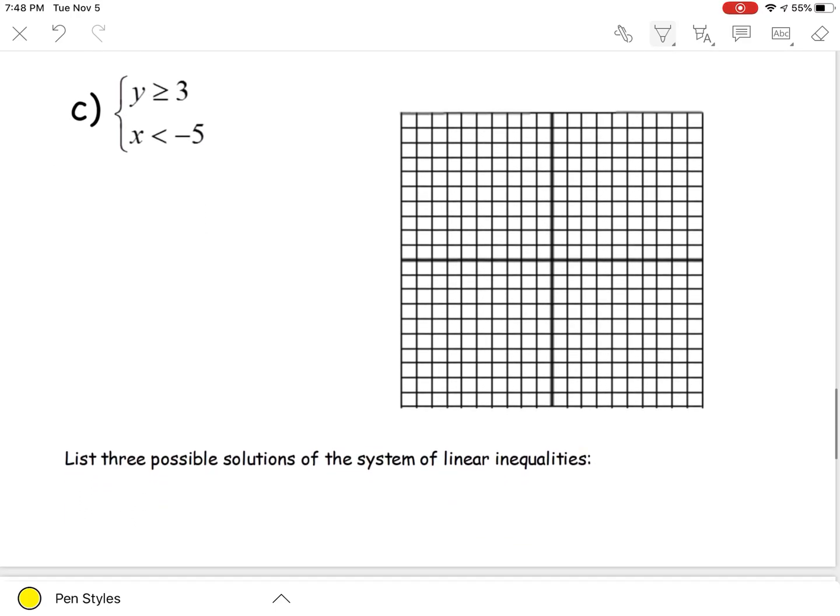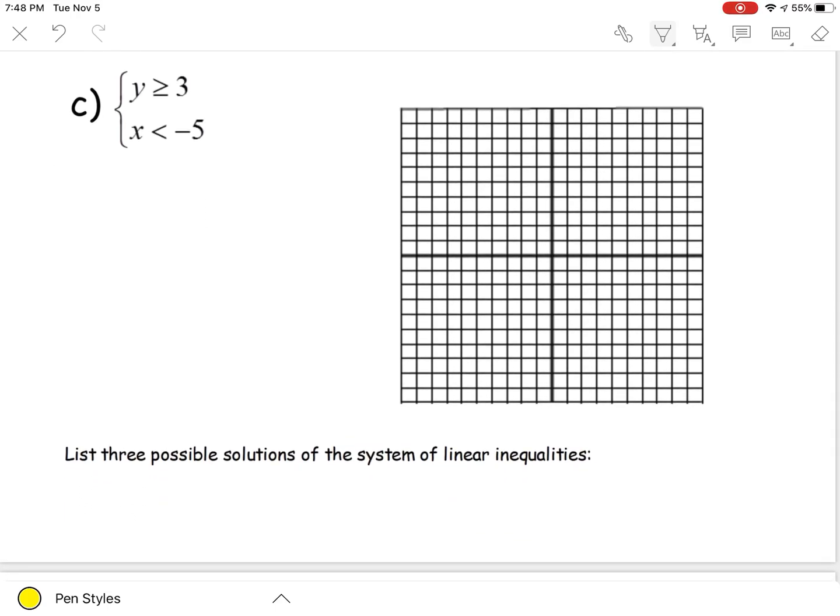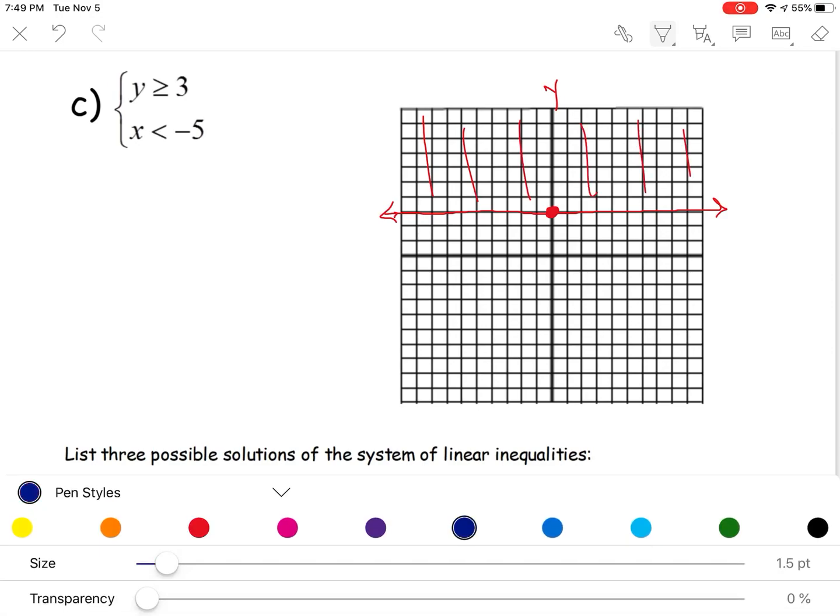We're going to look at a couple more examples. Letter C, we have y is greater than or equal to 3. So we're going to put 3 on our y-axis. Okay, and then since it's just y is greater than or equal to 3, we're going to have a horizontal line. Since it's equal to, it will be a solid line. And then we need to figure out where to shade. Well, it says y is greater than 3, so greater than 3 is everything above that line.